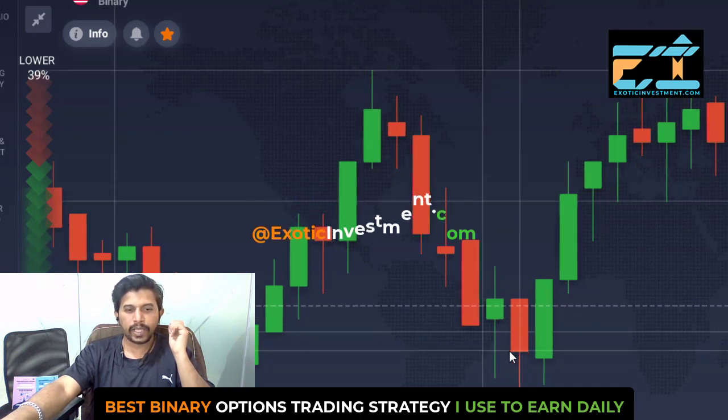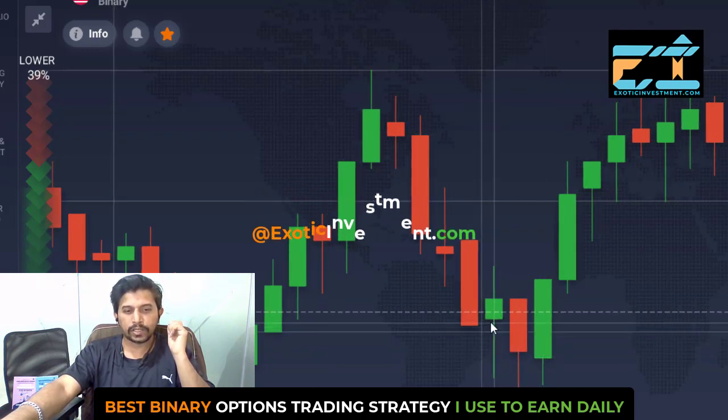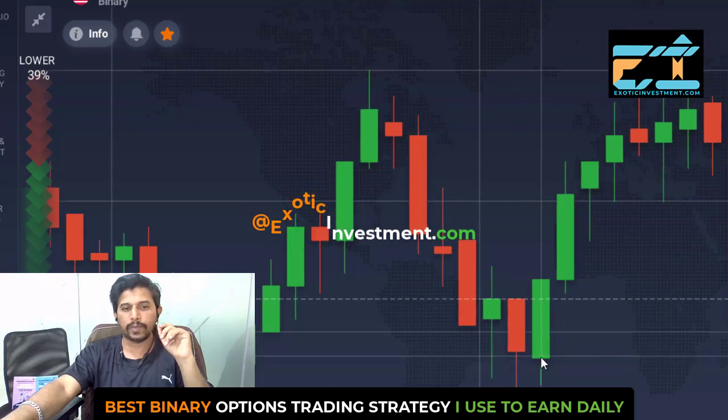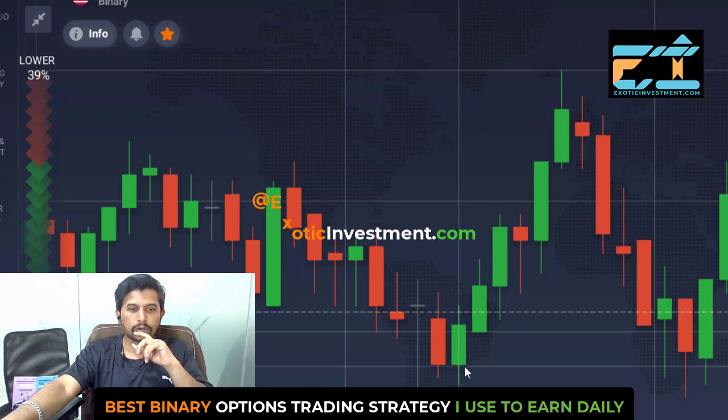Here there is a break and we will follow this particular break, that is the green candle. Here we have lost it. In the second candle we have made it. Okay, let's go back a bit more for testing.